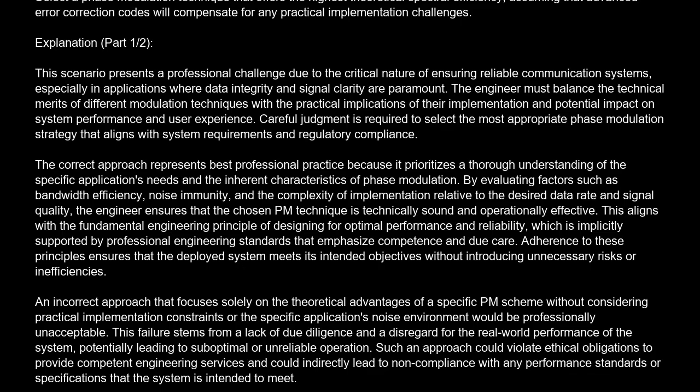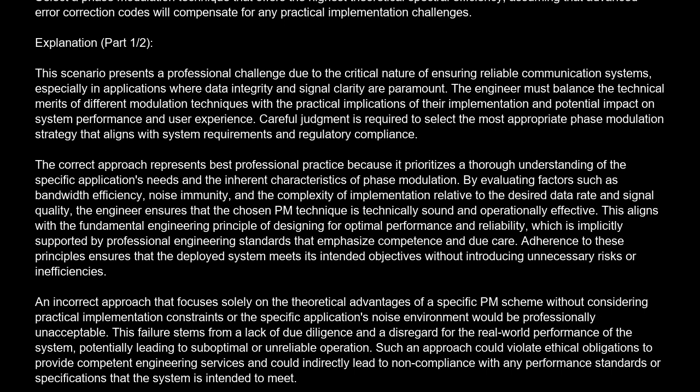The correct answer is A. Select a phase modulation technique that offers the highest theoretical spectral efficiency, assuming that advanced error correction codes will compensate for any practical implementation challenges. Explanation. This scenario presents a professional challenge due to the critical nature of ensuring reliable communication systems, especially in applications where data integrity and signal clarity are paramount.